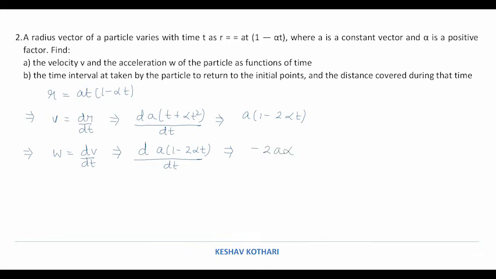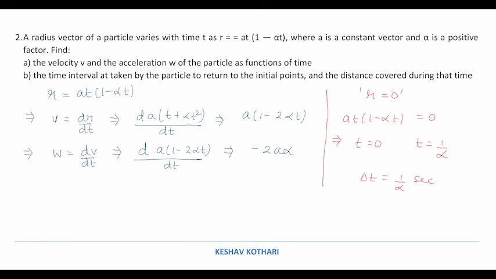Now the next question is asking us the time interval taken by the particle to return to its initial position. So if the particle is returning to its initial position, it implies that the position of the particle r is equal to 0. So if we equate this equation to 0, we write a t (1 minus alpha t) equals 0. So from here we get t equals 0 and t equals 1 by alpha. So these are the two possible solutions. So the time interval for which the particle was in motion can be written as 1 by alpha seconds.